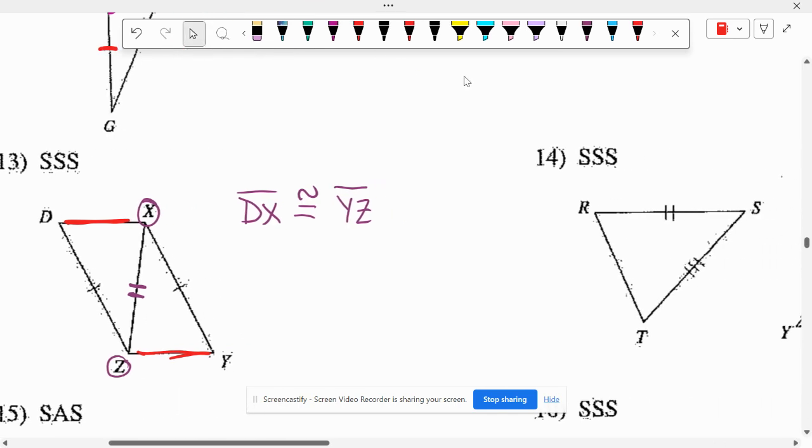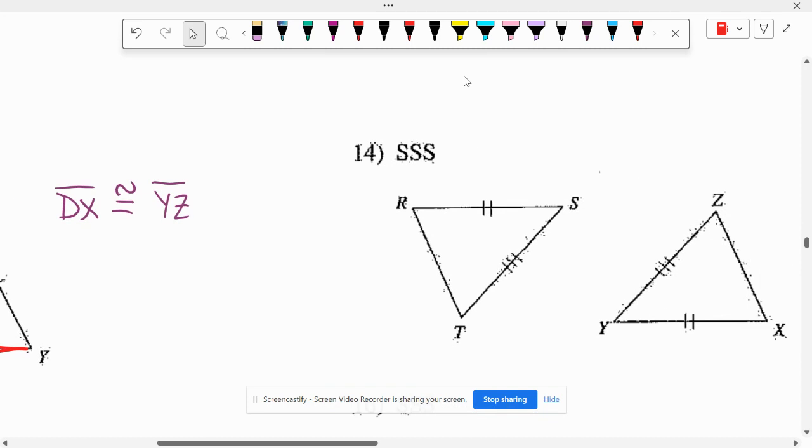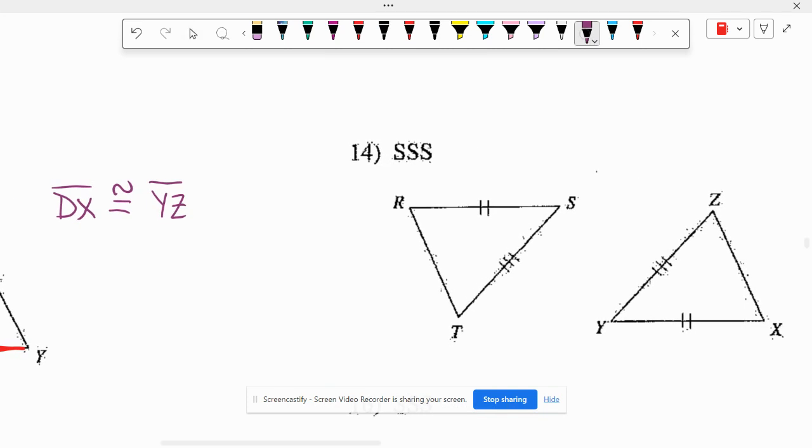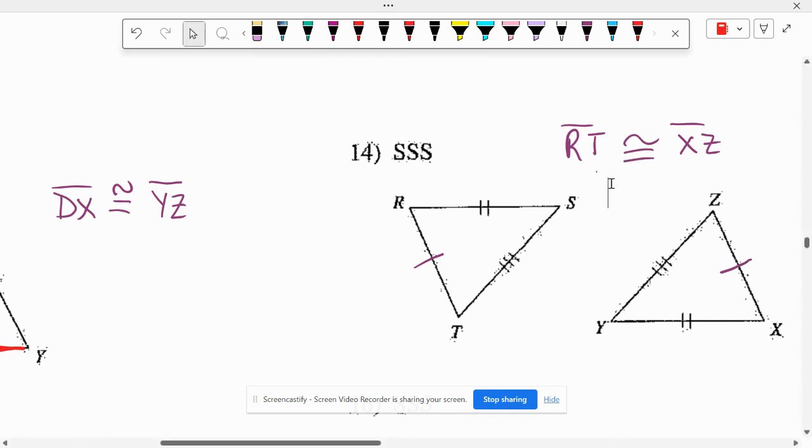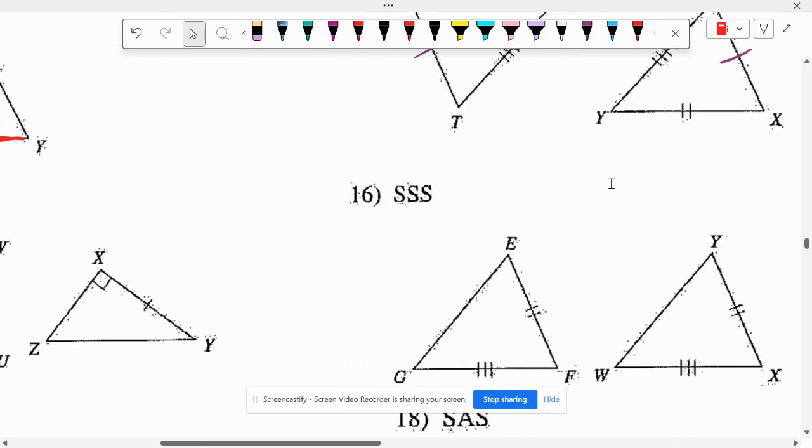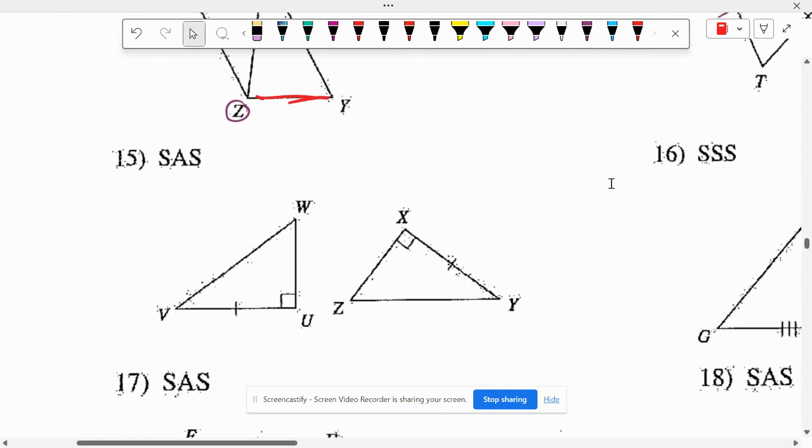Number 14. What are we missing? Well, we're missing a side. RT has to be congruent to XZ.